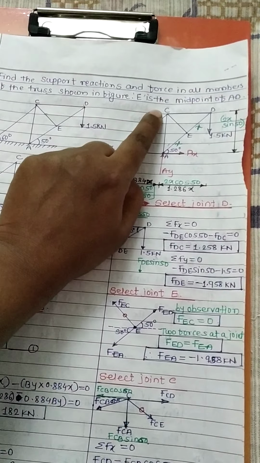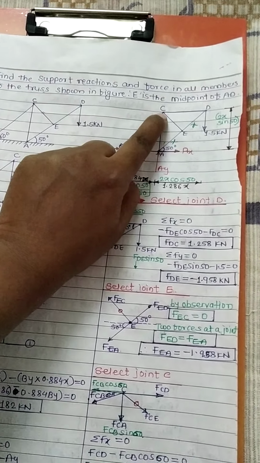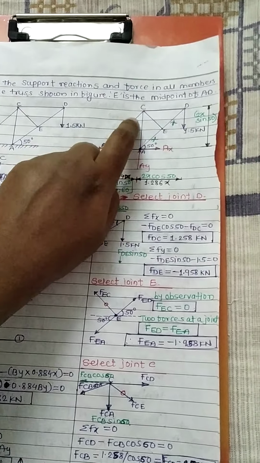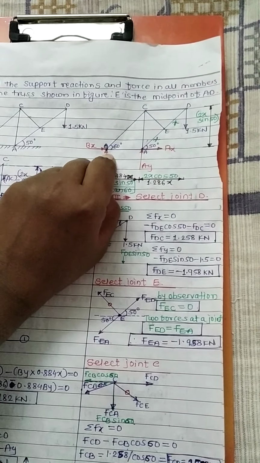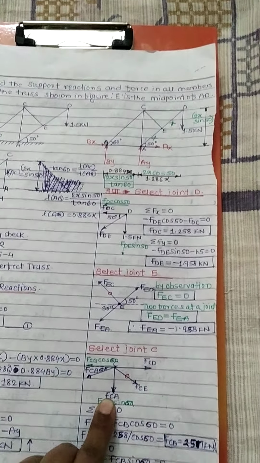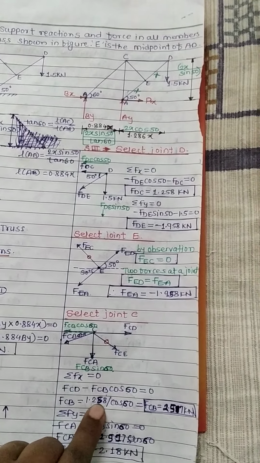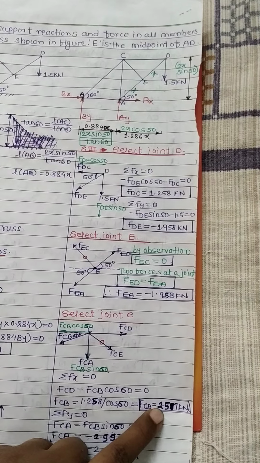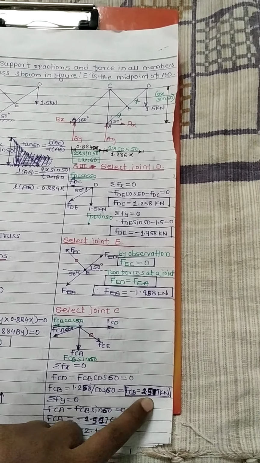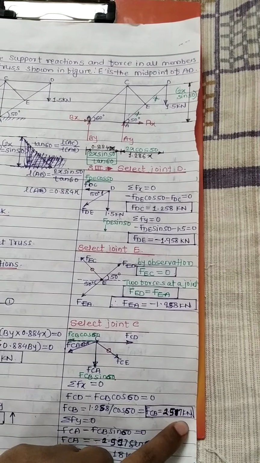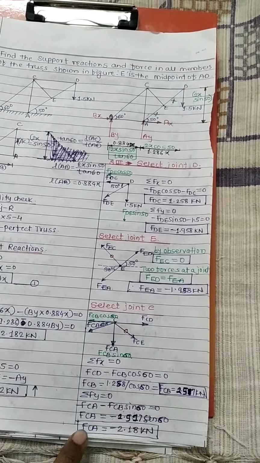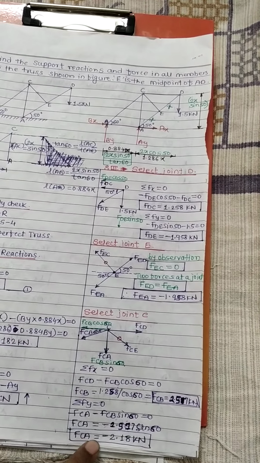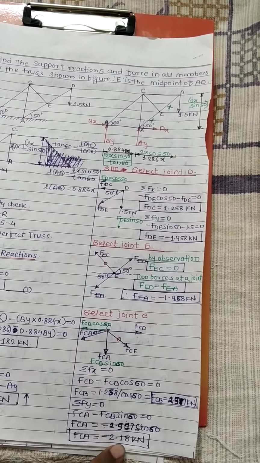At point C there are four members. Assuming tension, the members will be CD, CE, CA and CB. So in this case I have drawn the free body diagram of joint C, and I have found the magnitude of BC or CB. It is 2.517 kilonewton, and it is positive, which means it is in tension. Then by substituting it in the equation of summation Fy equals 0, FCA equals minus 2.18 kilonewton.